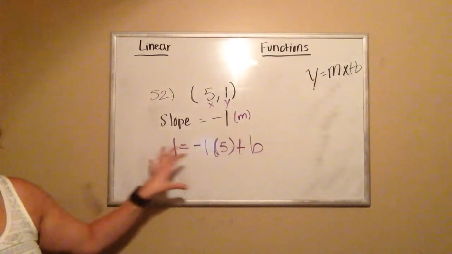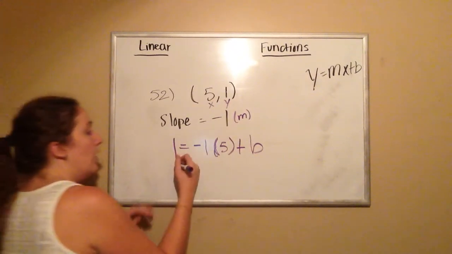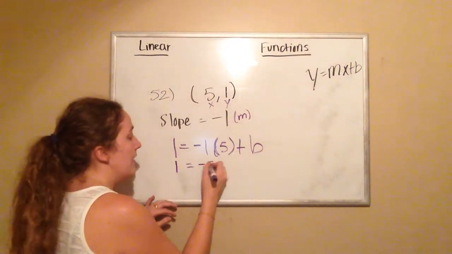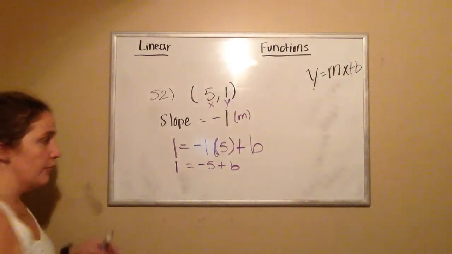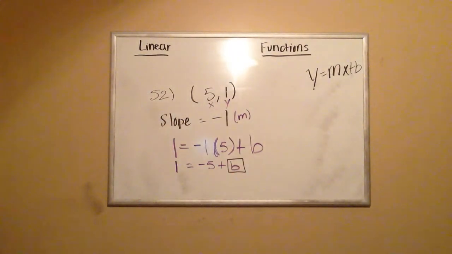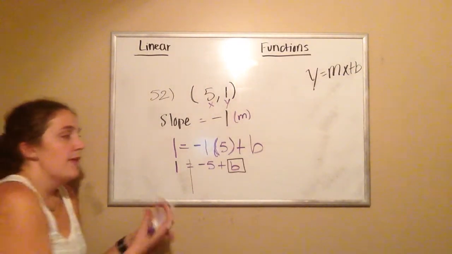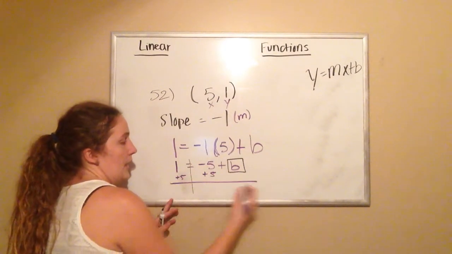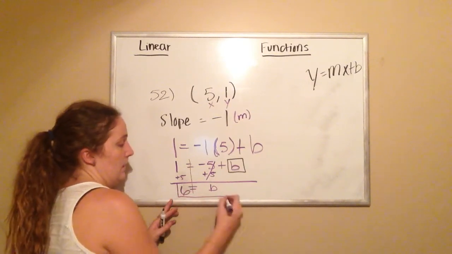In this equation here, we only have one variable, so we can solve for it. So we get 1 is equal to negative 1 times 5 is negative 5 plus b. Okay? But we want b by itself. We're trying to solve for b. Let's see what our y-intercept is. So if we solve for b, I'll put my line, an equal sign as well. I want to move that negative 5. So I would add 5 to both sides. And I get b is equal to 6.